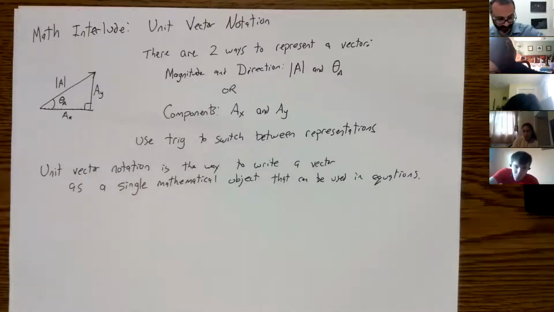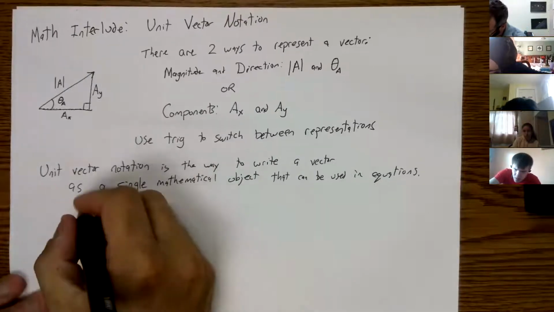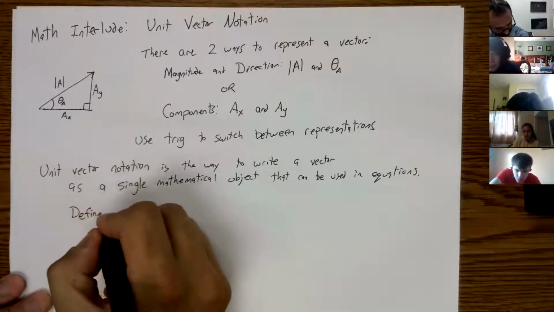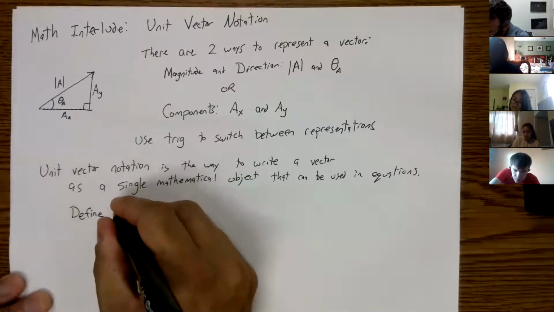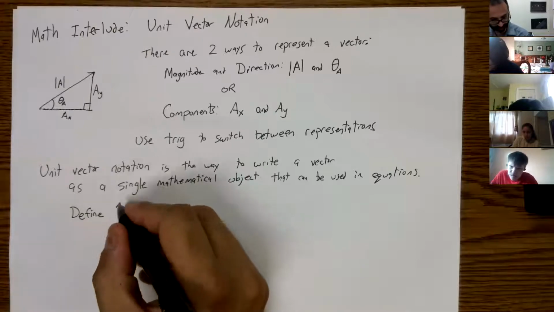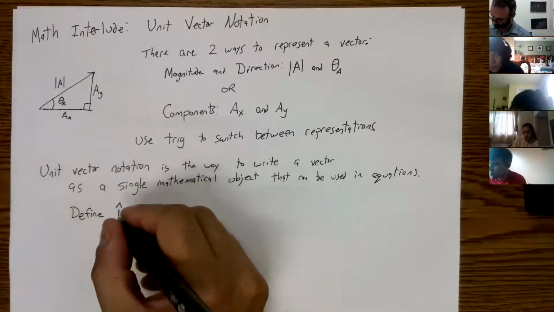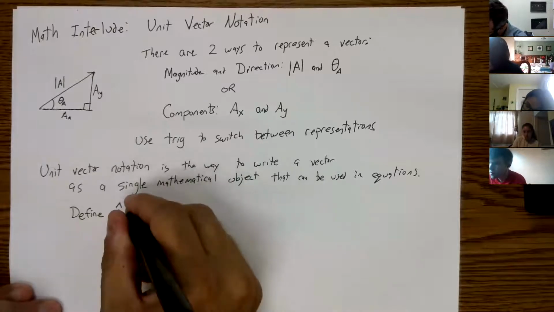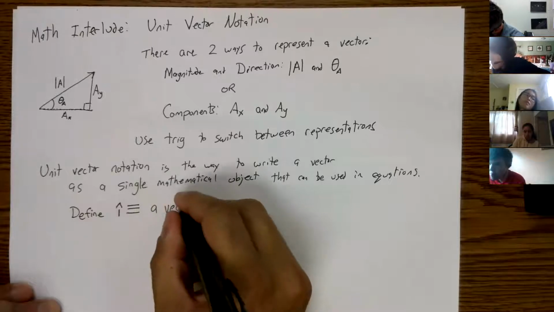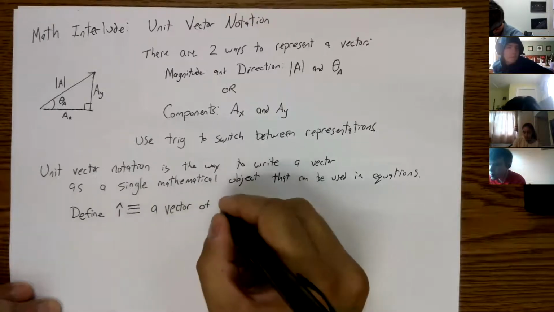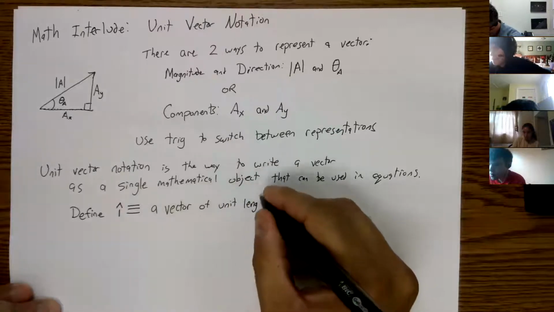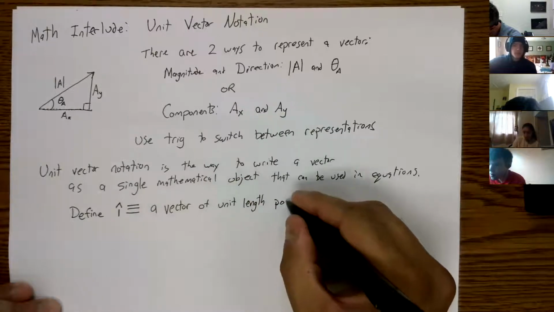So there's two important things that we need to define. We're going to define two of our unit vectors now. The first one's called I hat. That's how we usually refer to it. Lowercase I with this little triangle above it that looks like a hat. And that's just a vector of unit length, so magnitude is 1, pointing in the positive x direction.